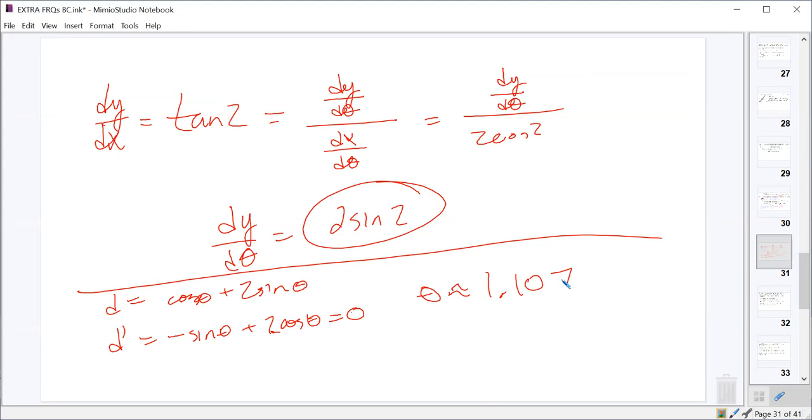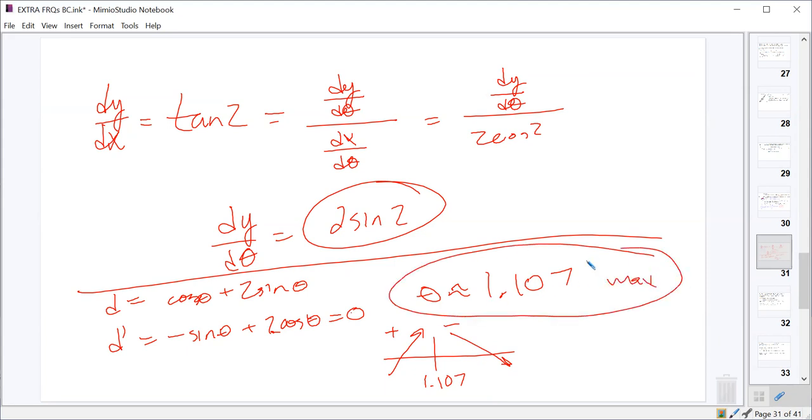1.107, and then we would need to show that this is a max. So we'd either have to pick a value to the left and a value to the right and plug them into our derivative, or we'd have to take a second derivative and evaluate it. I think it's easy enough to just do a sign chart here. If we plug in 0 to our derivative, we end up with 0 plus 2, so that's positive, so it's increasing. And if we plug in pi, we end up with 0 minus 2, decreasing. So it's a max at theta equals 1.107. Everybody good with that?